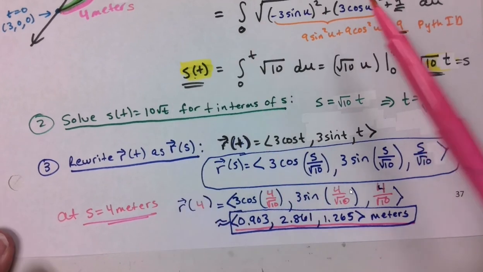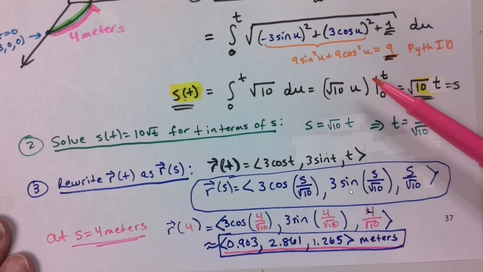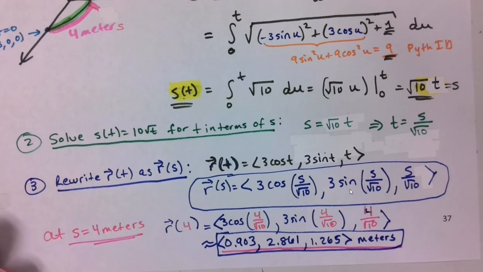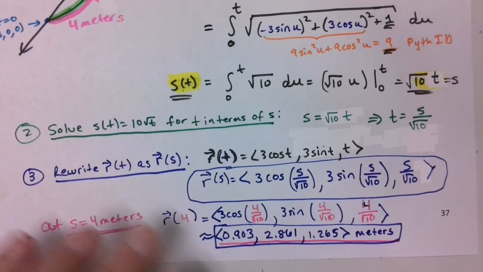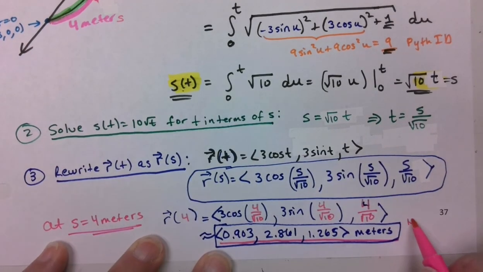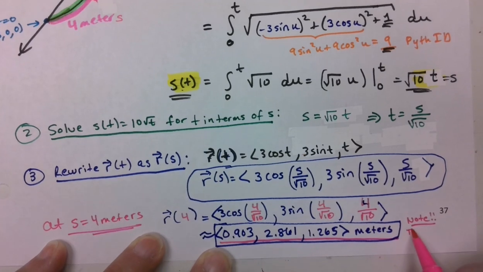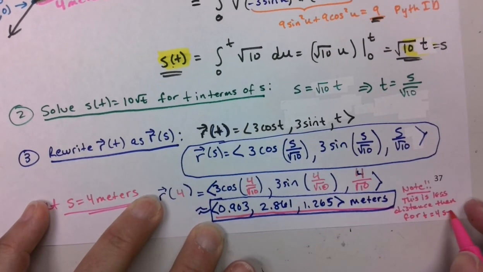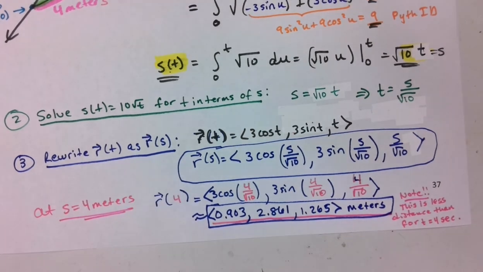Now, this little trick that we're doing here of defining it in terms of arc length, this will not be the last time we see that. It will actually come up quite a bit, just as a warning to you. That will come back to haunt us many times. So I'm just going to make a note. This is less distance than for 4 seconds. And there we have it.